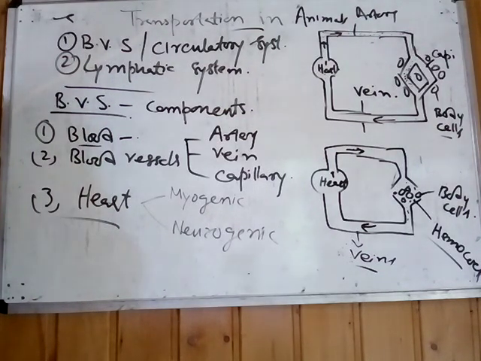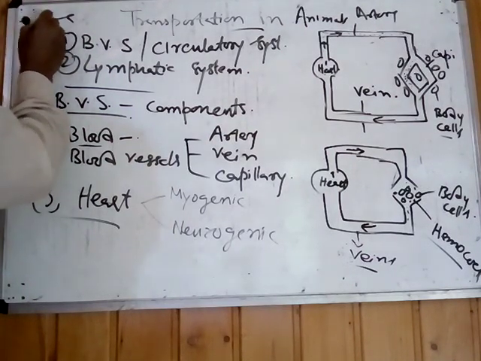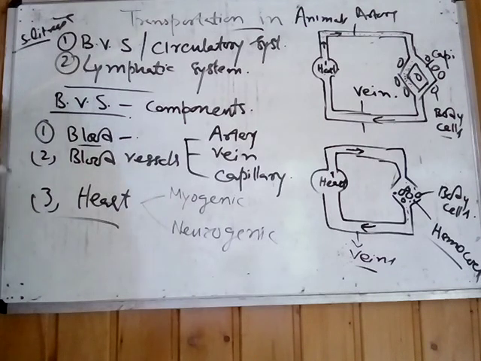That is the first and foremost component of the blood vascular system or the cardiovascular system. It is the fluid. And in an adult human being, almost 5 liters of blood are present in the blood vascular system.